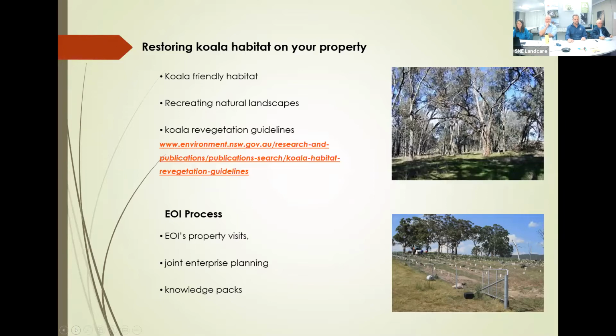By constructing and recreating our natural landscapes, we can also favour agriculture through the provision of native grasses such as microlaena that are favourable for livestock grazing.